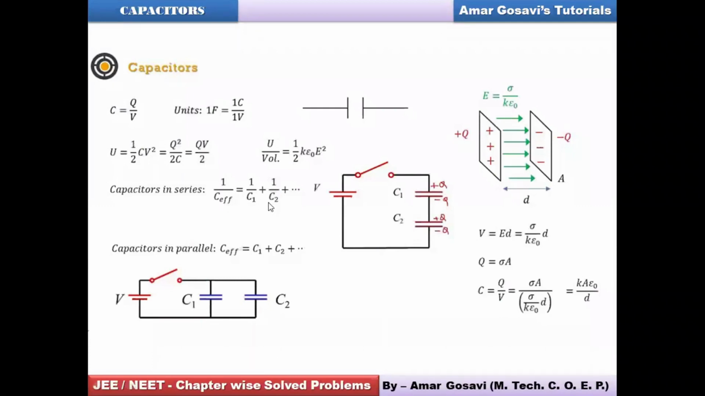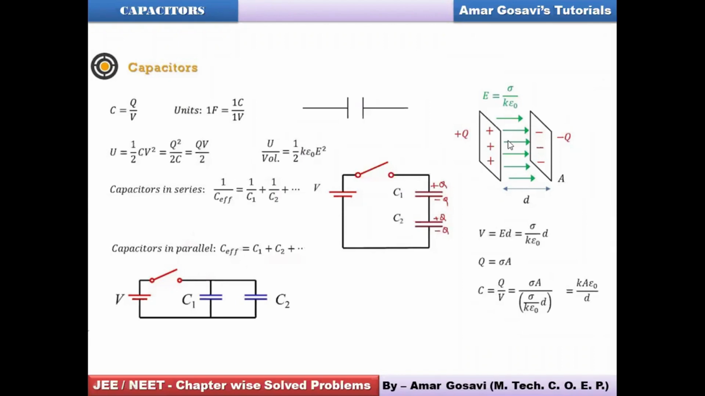For series, what the formula would be for capacitors. Similarly, we have derived it for parallel. We have derived the equation for capacitance for a parallel plate capacitor. We have mentioned what 1 farad would be. This is something which we have not derived, but we subsequently will be deriving it, okay?